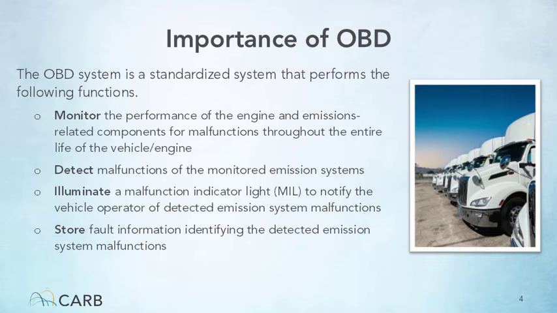So, what is an OBD system? The OBD system is a standardized system in vehicles whose main function is to monitor the performance of the vehicle's engine and emissions-related components and detect malfunctions in them. Upon detecting an emissions-related malfunction in the vehicle, the OBD system illuminates a malfunction indicator light, or MIL, to notify the vehicle's operator of the detected malfunction. The OBD system also stores information about the detected emissions-related malfunctions. This information is useful to technicians to properly diagnose and repair the malfunctioning components.